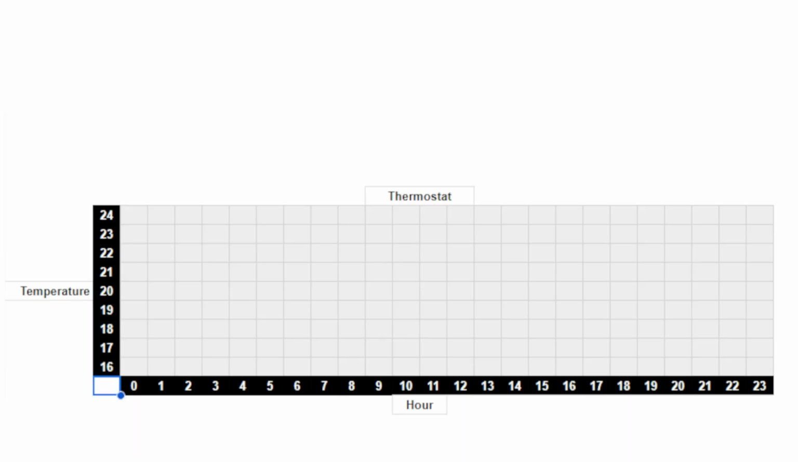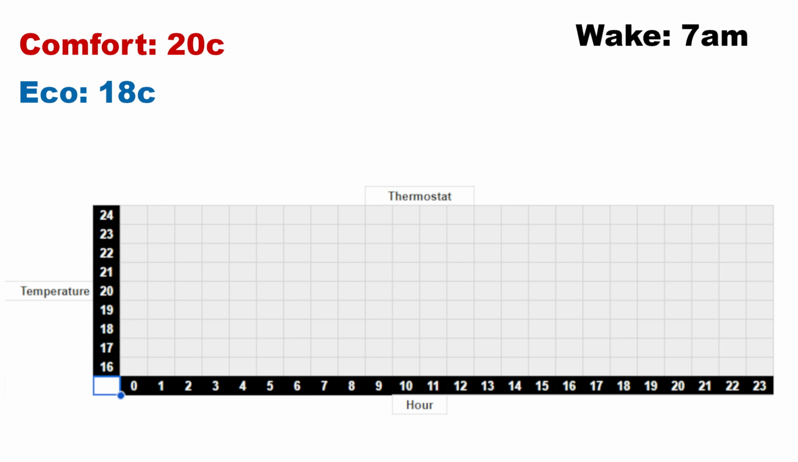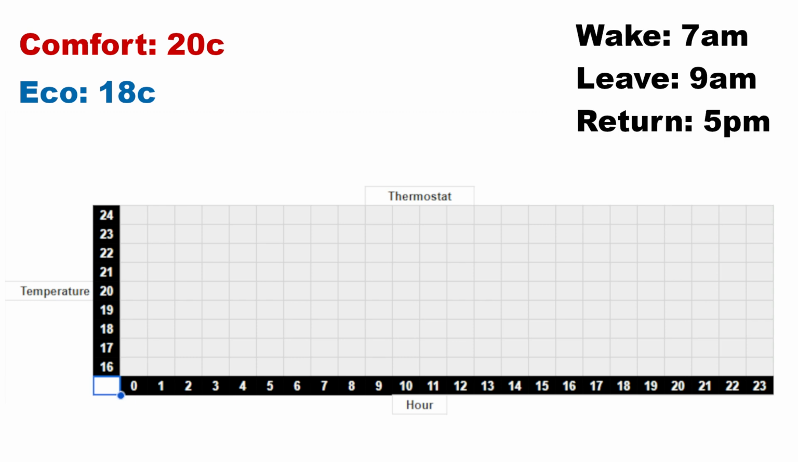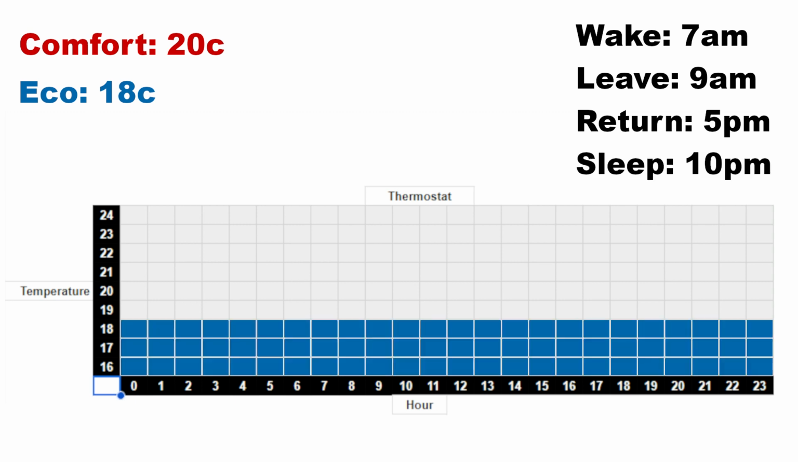Let's run through an example. Say I feel comfortable at 20 degrees and I want 18 as my eco temperature. I wake up at 7, leave for work at 9, return at 5, and go to bed at 10. I would set 18 across the board to determine my eco temperature, then step up to 20 at 6 AM, an hour before I wake.